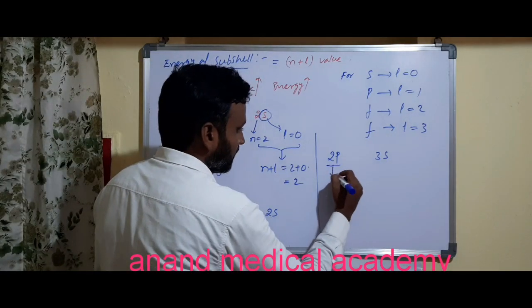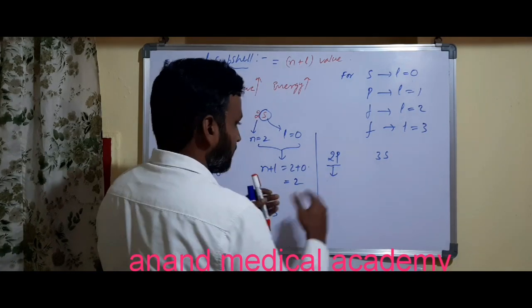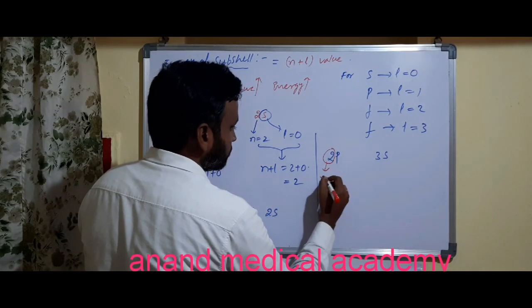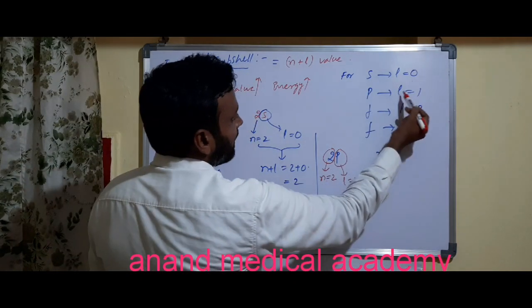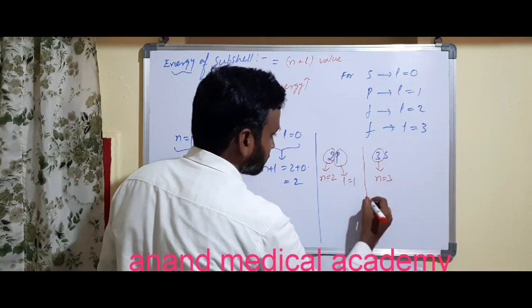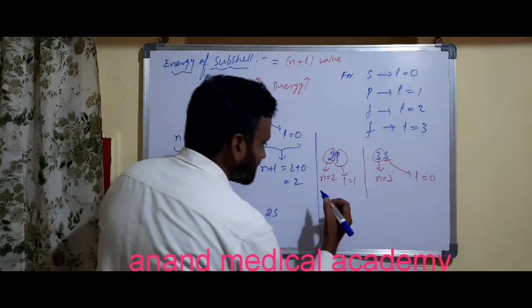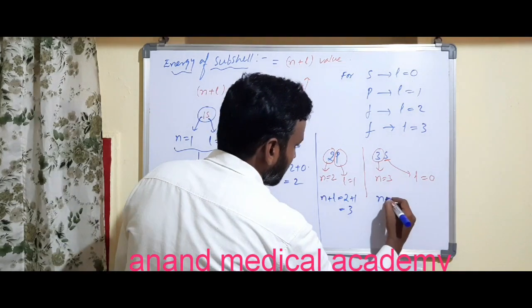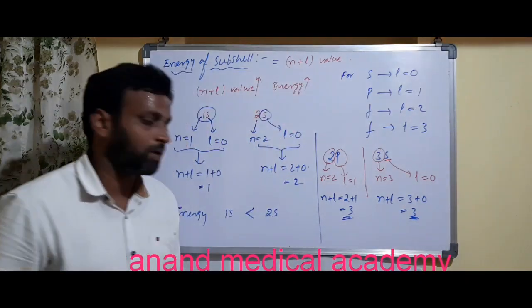So for 2p, what is the n plus L value? I have to write it once again, not a problem. What is the n value? The n value is 2. What is the L value here? The L value is 1, because for p, L equals 1. Here, what is the n value? The n value is 3. For s, what is the L value? 0. So what is the n plus L value here? 2 plus 1, it is 3. Here, what is the n plus L value? It is also 3 plus 0, 3. Both have the same n plus L value.